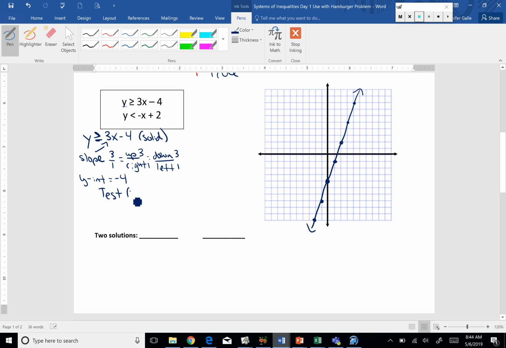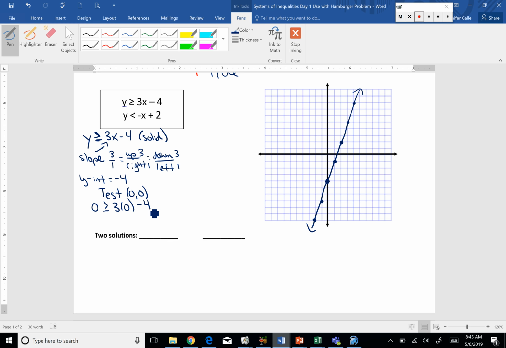If you were kind of shaky on this on your quiz, the quiz was graphing just single inequalities, not systems. So if you're a little shaky on which way to shade, this is a great review opportunity for you. Test 0, 0, which means, guys, I don't rewrite anything. I don't move where anything is in that inequality. I put a 0 for the x, I put a 0 for the y. I don't change the inequality symbol. I don't change where the -4 is. I don't change where the 3 is.